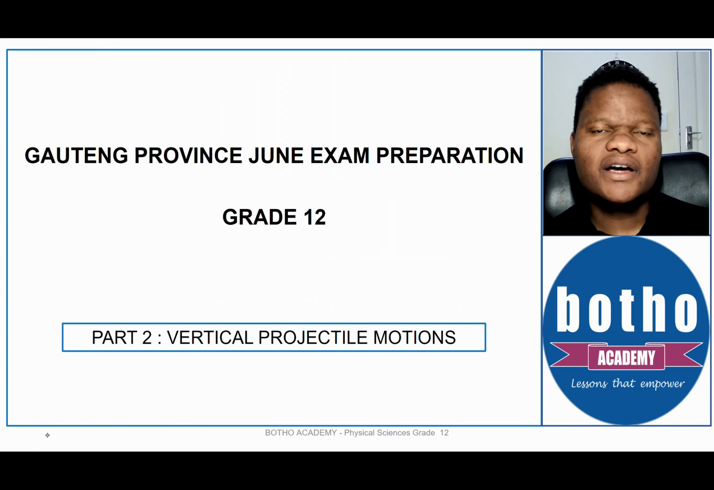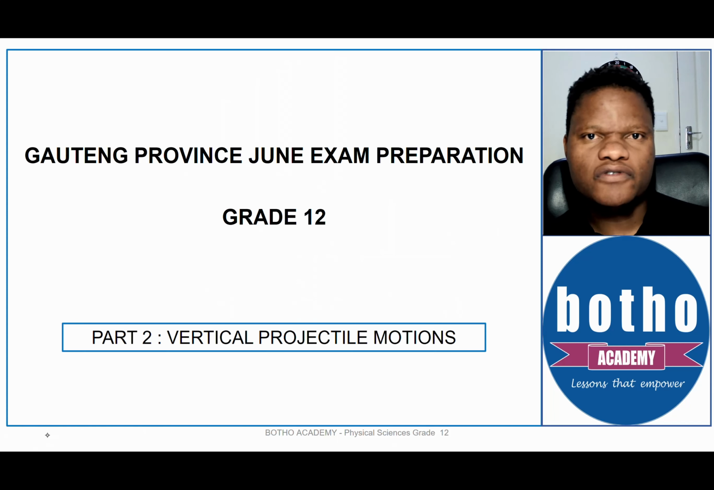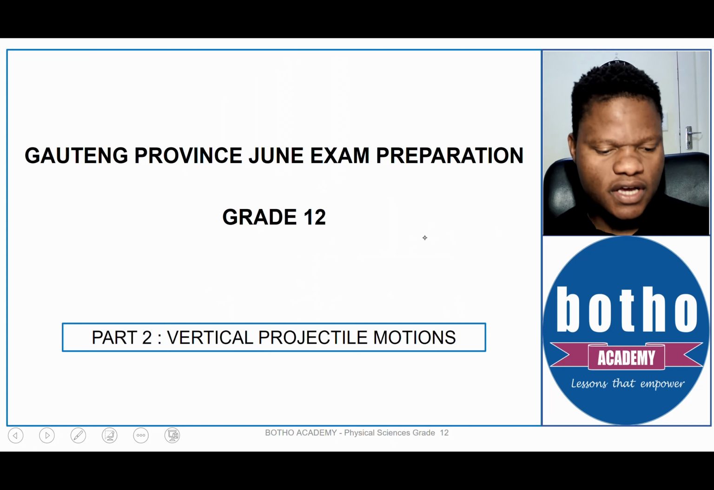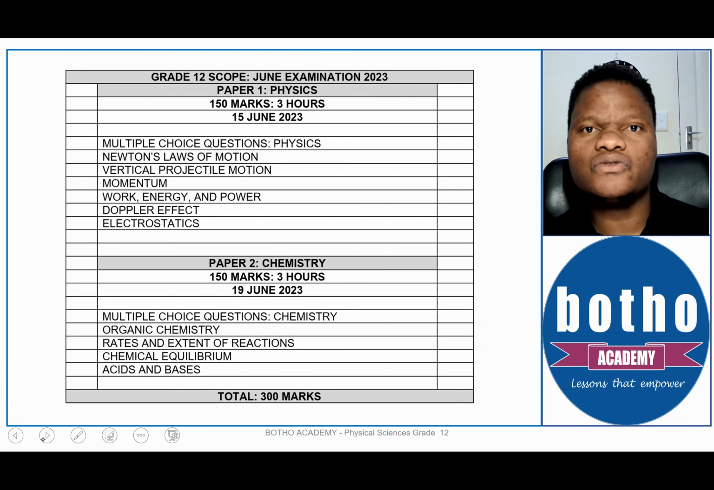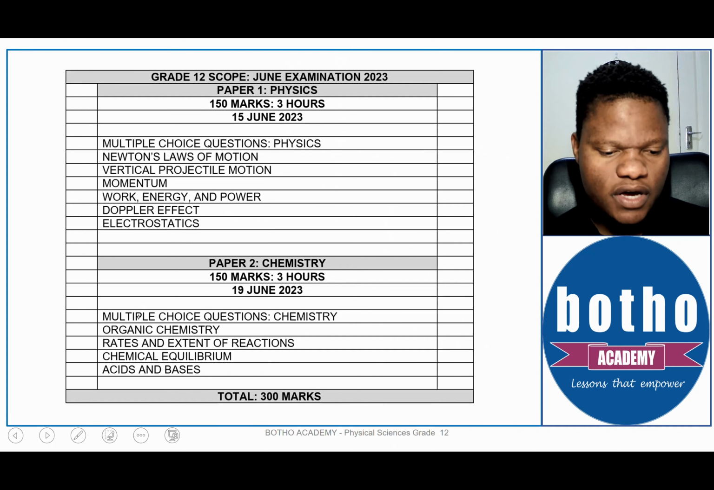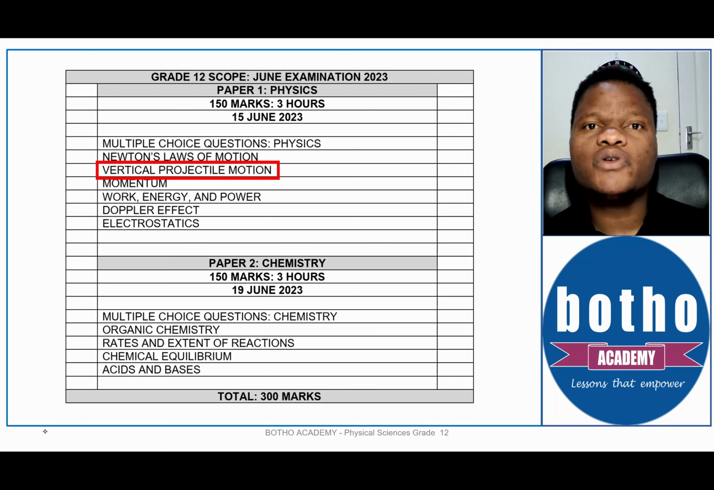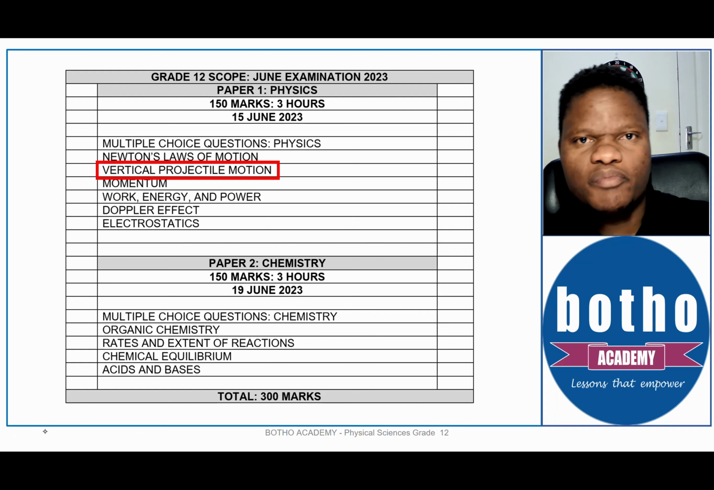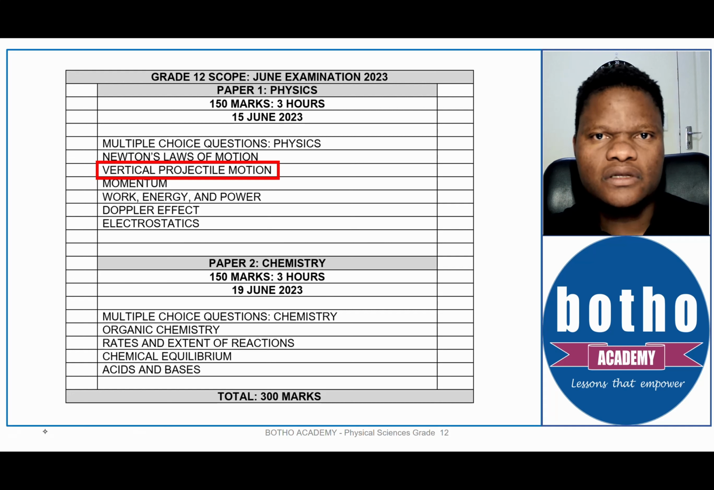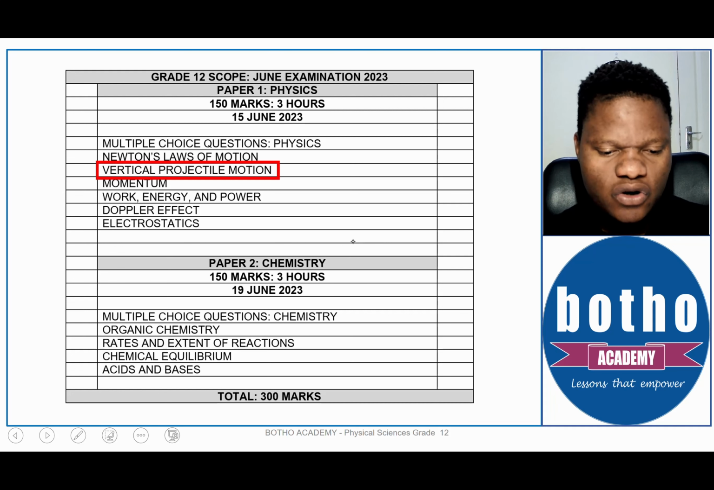So today we are on part 2 of our exam preparations series for the June examinations, particularly for the Gauteng matriculants, okay? On part 2, we are looking at vertical projectile motions, as you can see. Remember, in the previous one, we looked at Newton's law. Now we are on the second part, which is vertical projectile motions, which will be one of the topics assessed on your paper 1 on the 15th of June. All right, now let's go straight into it.